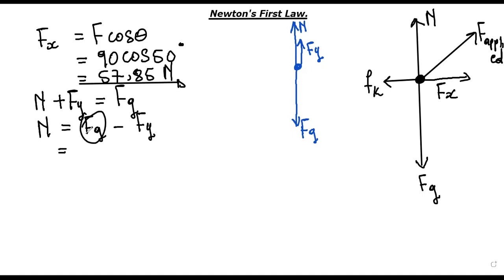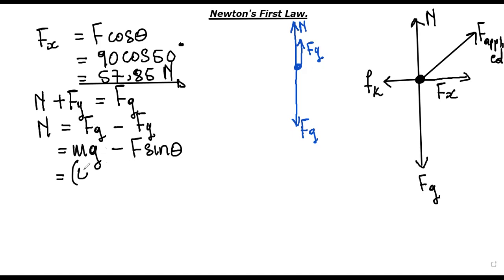So how do we calculate the gravitational force? We take the mass of an object, and we multiply it by the acceleration due to gravity. But how do we calculate the vertical component of a force? Well, we take the force itself, and we multiply it by the sine of the angle.